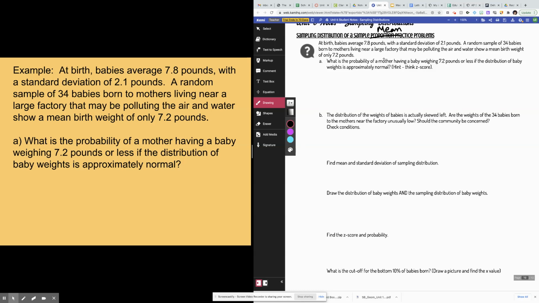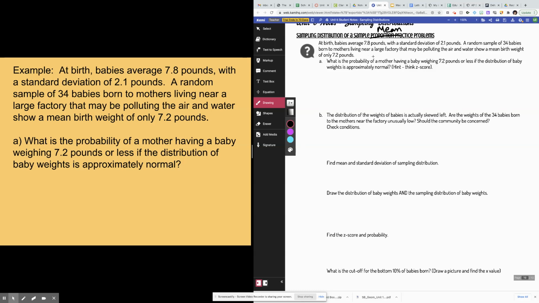So the community is thinking it may be the pollution caused by this factory is lowering the birth weights of their children, right? I'm pretty sure this was adapted from real data from somewhere in the world, and I cannot remember where. But we're going to do a little bit of math to figure out if these people should be concerned about this pollution in this aspect, right? Obviously, we should all be concerned about pollution in all things, but that's neither here nor there.